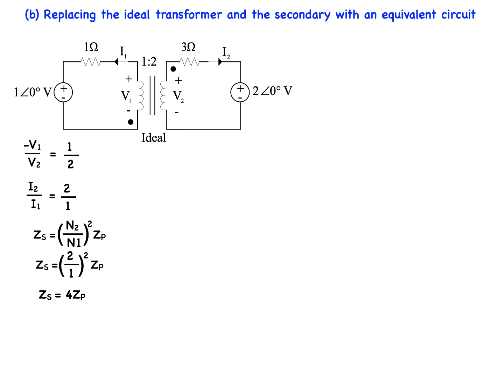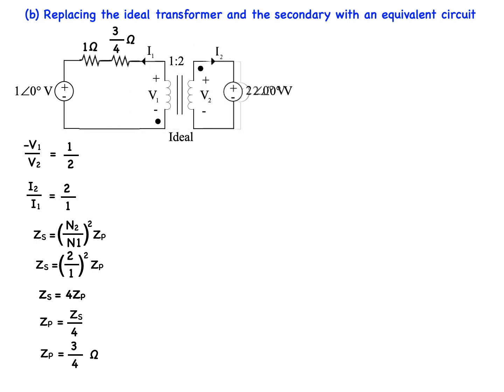Using the equation for impedance transfer, we know that ZS is equal to 4ZP, which can be rewritten as ZP is equal to ZS divided by 4. Substituting our actual values, we get ZP is equal to 3/4 ohms. We can now move the impedance to the primary side by changing its value to 3/4 ohm.